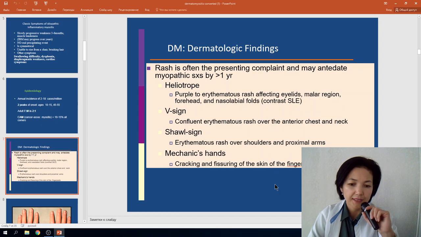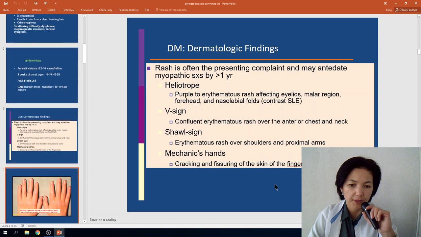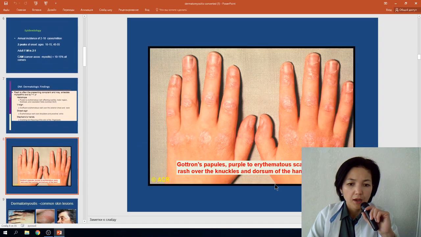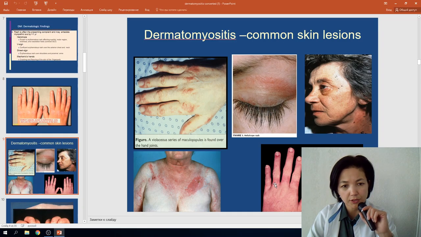And mechanic's hand, which we'll see further, is cracking and fissuring of the skin of the finger pads. Here is also one characteristic sign, Gottron papules: purple to erythematous scaly rash over the knuckles and dorsum of the hand. Also very characteristic for dermatomyositis.